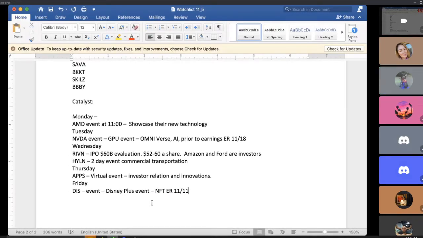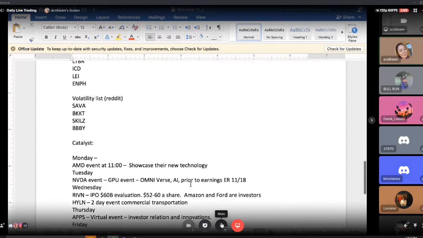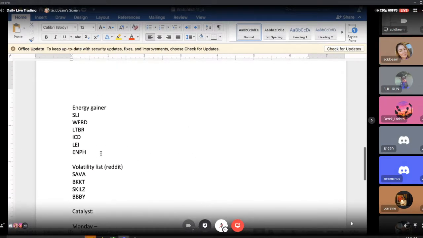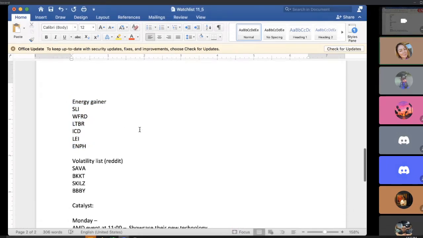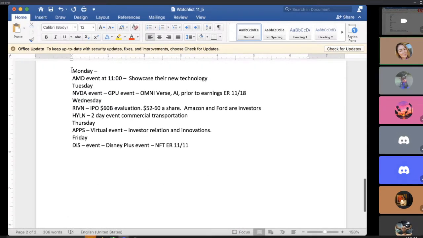That is our catalyst for the week. These are pretty healthy catalysts.